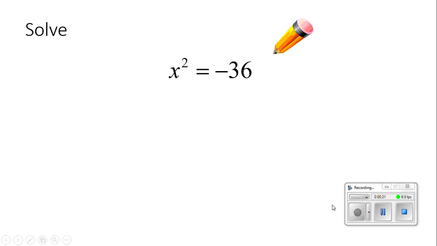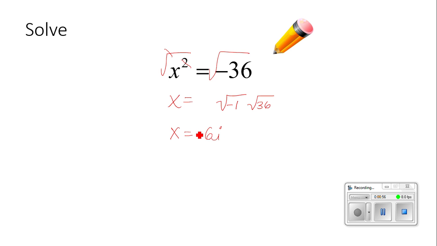We only have about 3 examples. So example number 1, solve using square roots when you have a negative number. So what we do is, as long as we have x squared alone, which we do, we square root both sides. When we square root an x squared, we get an x. When we square root a -36, remember we get the square root of -1 and the square root of 36. That becomes, the square root of -1 becomes I, and the square root of 36 becomes 6.